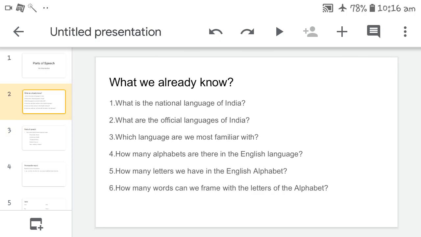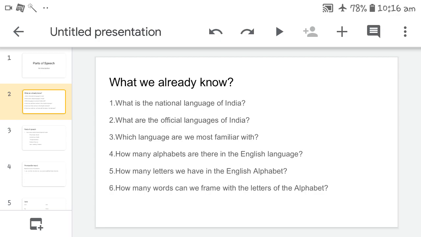But still, there is something that we can do with all the words. We can group all the words in the English language into 8 groups, just 8 groups, based on the job they do in a sentence. What do I mean by a job? I cannot just say that this word belongs to any one group of the parts of speech, but I can say that it is based on the job it does. Now, what is a job?